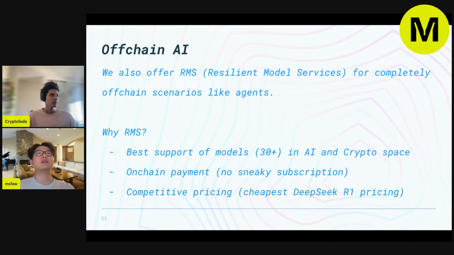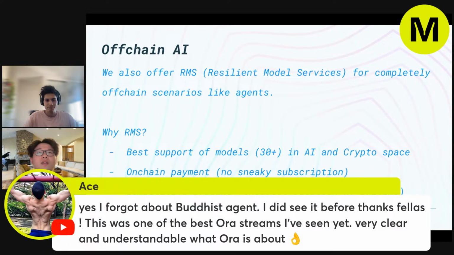Another major one is that in our ecosystem, we have a launchpad called Palm.ai. And this Palm.ai platform has launched a lot of agents, because it's basically an AI version of Palm.fun. All these agents have the ability to chat with you in AI, and they are powered by Aura's resilient model services. And I think that's it for the agent part.